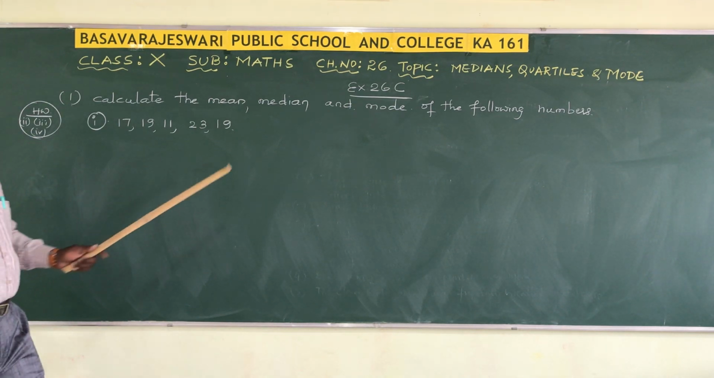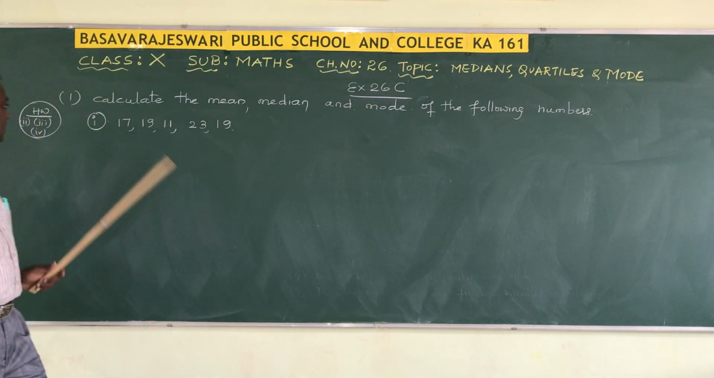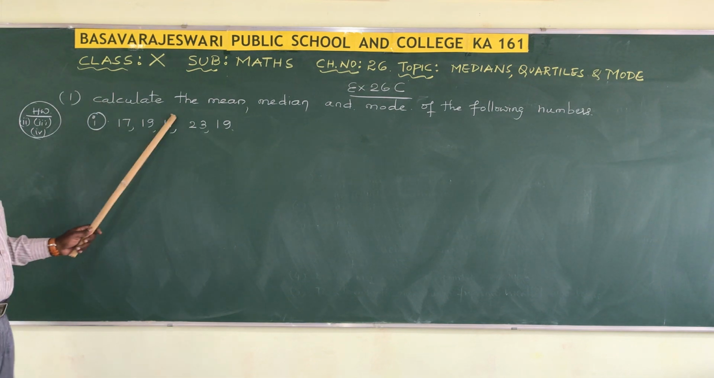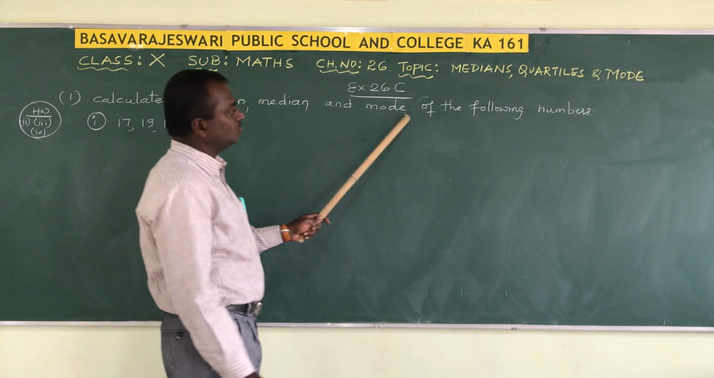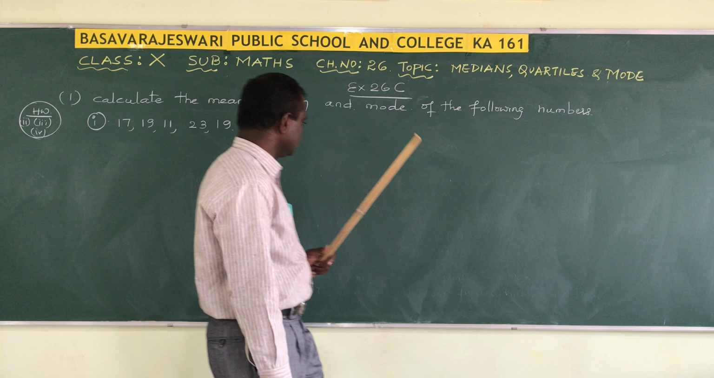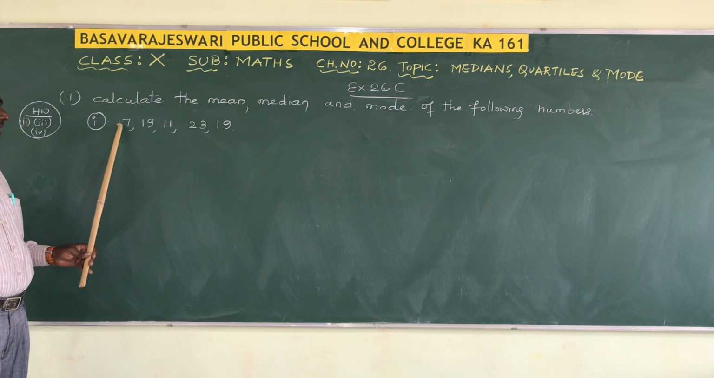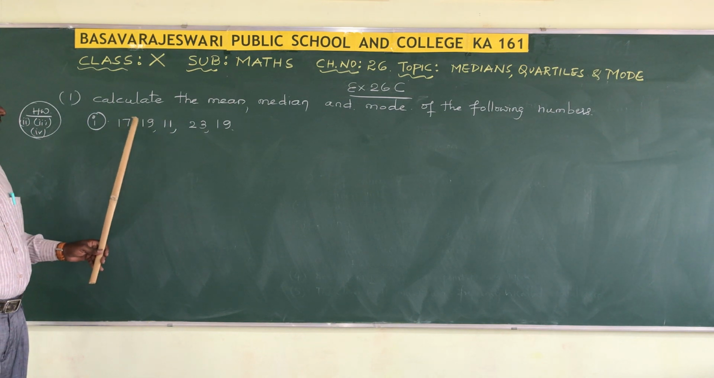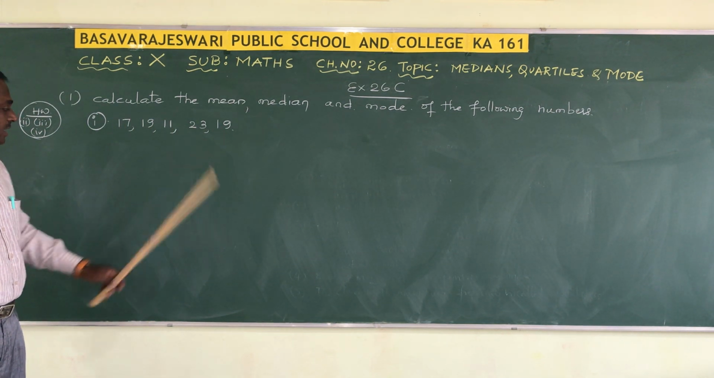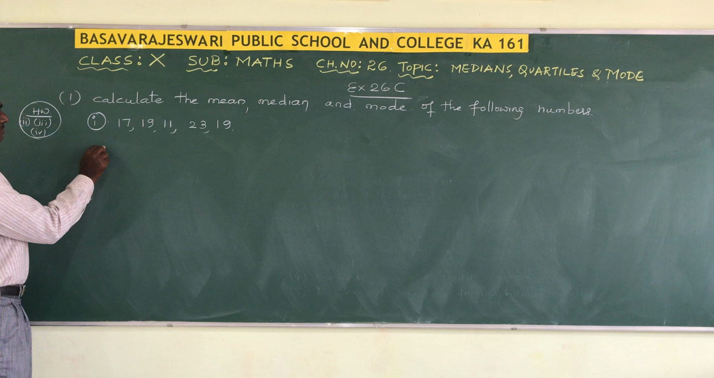So now we'll move on to exercise 26C. First question, calculate the mean, median and the mode of the following numbers. This is individual data, only the scores are given: 17, 19, 11, 23, 19. First we will find out the mean.